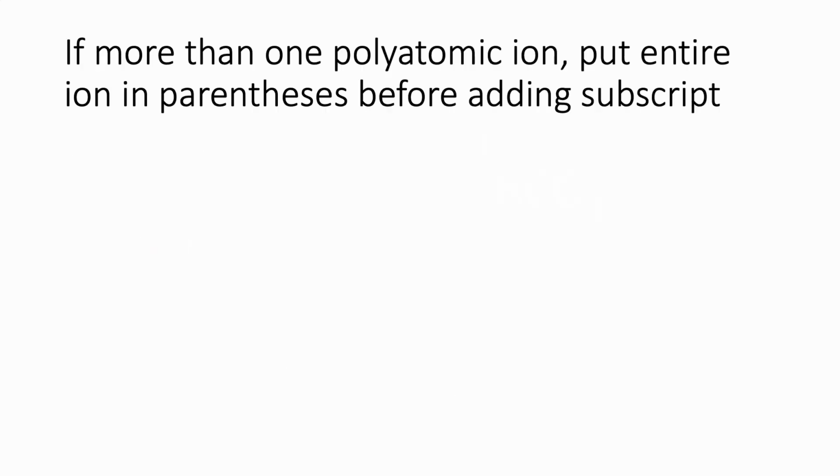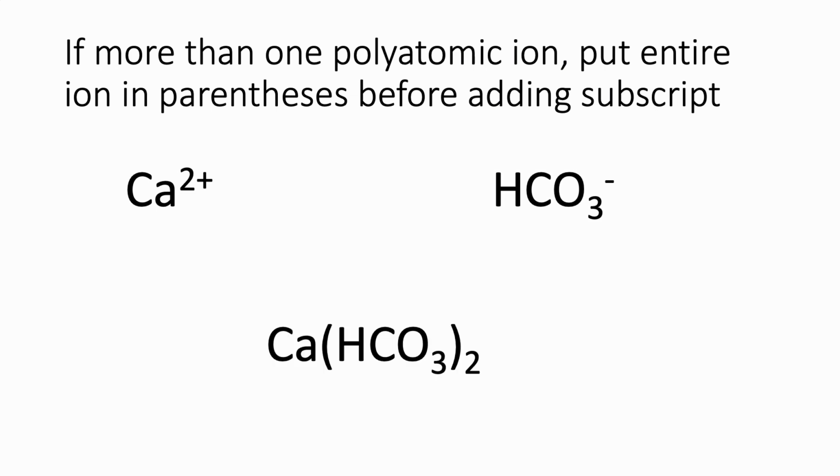Bicarbonate comes next. Now, when you're dealing with polyatomic ions, sometimes you need to have more than one of them. And the way to make that clear is to put the entire ion in parentheses and then add your subscript. So for example, let's say we're talking about bicarbonate again, but instead of sodium bicarbonate, we're talking about calcium bicarbonate. Now calcium, of course, has a +2 charge. And in order to get a net neutral charge, a charge of 0 for this ion, we're going to need 2 bicarbonates. So we're going to write it this way.